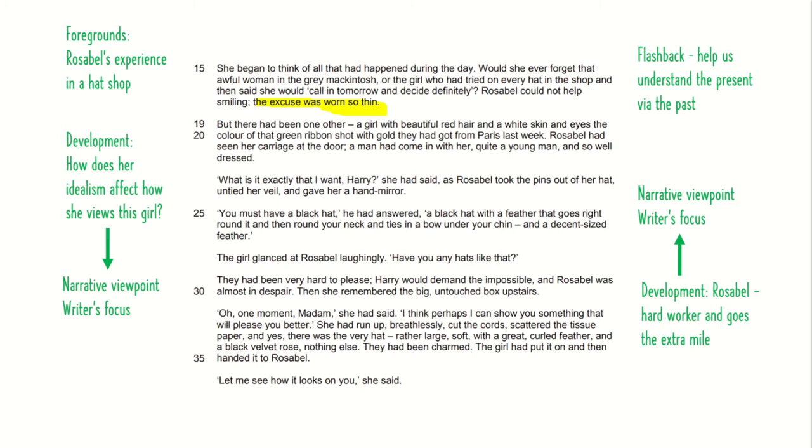So you've got the dialogue from the girl of, "What is it I want, Harry?" versus Rosabelle, meanwhile, taking everything out of her hat, helping her. So the girl is not paying any attention to Rosabelle. She's talking to Harry over there. Meanwhile, Rosabelle is doing everything for her. Rosabelle has essentially been faced with a girl who has the life she wants. And we know it's the life that she wants because of the beginning of the story. So the beginning of the story has affected our understanding of the middle of the story.